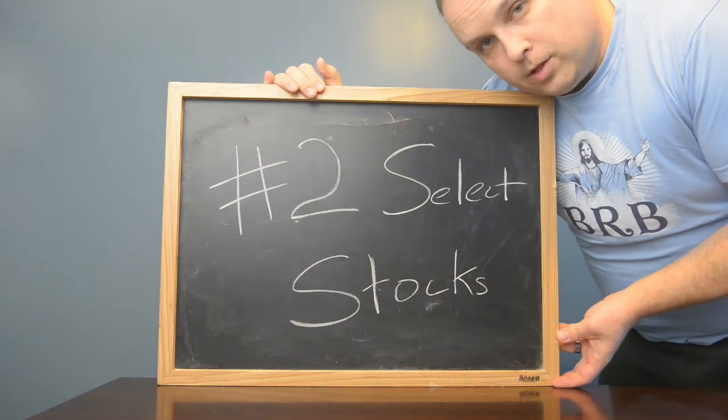Number 2, select stocks. Alright, once you have your list of companies, what you're going to want to do is pare that list down to companies you actually want to own. You're going to be looking for companies that have a history of growth, bring relevant products to the market, and have a future in those products. You also want to look for companies that have a history of raising their dividend and who have been paying a dividend for a long time.